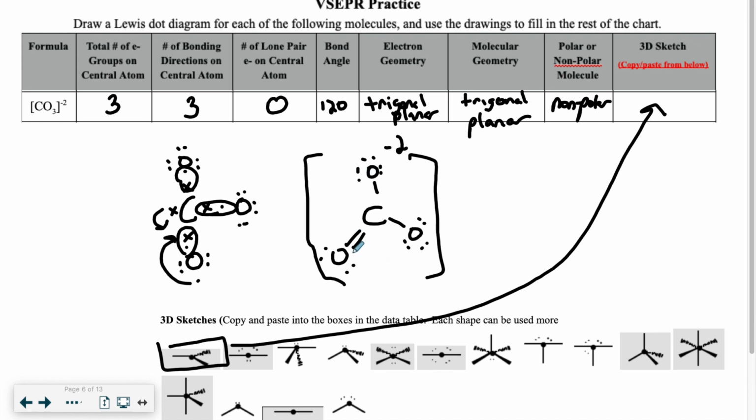Now, when you have your VSEPR quiz, I definitely would not give you one that's tricky like this. They'll all be relatively straightforward.